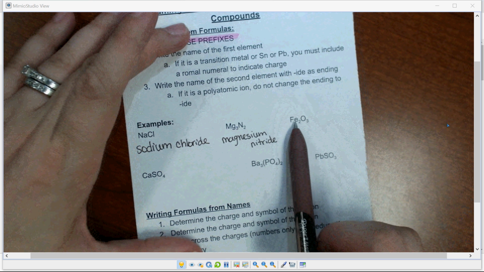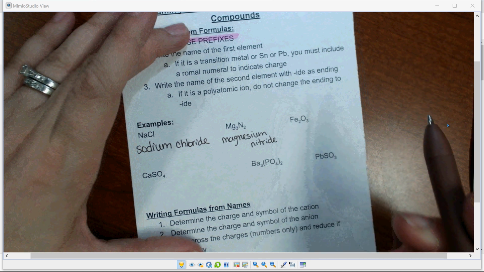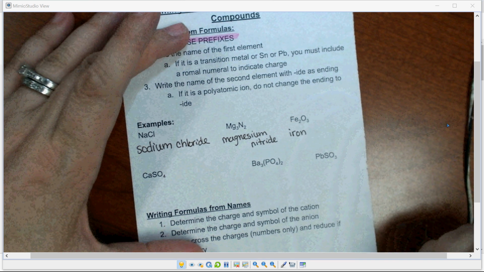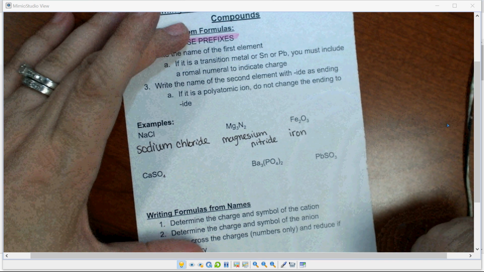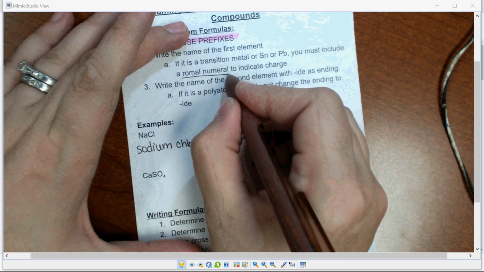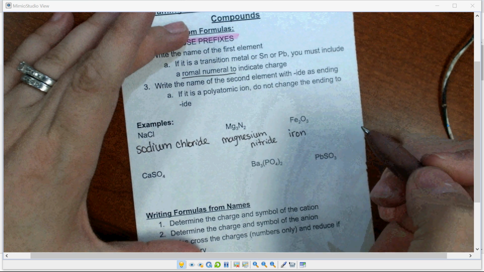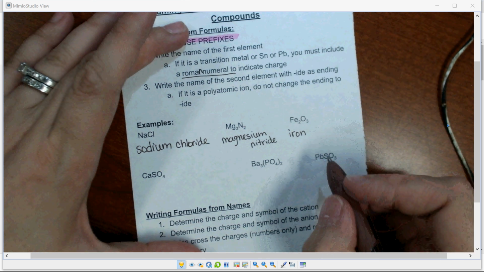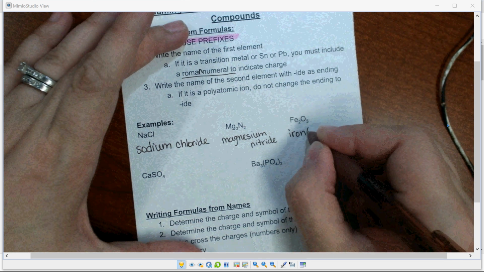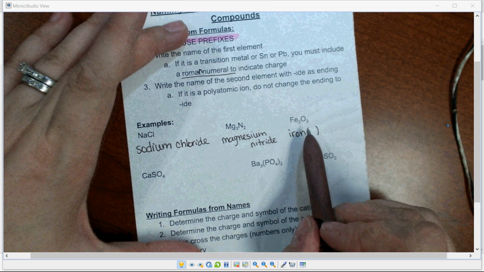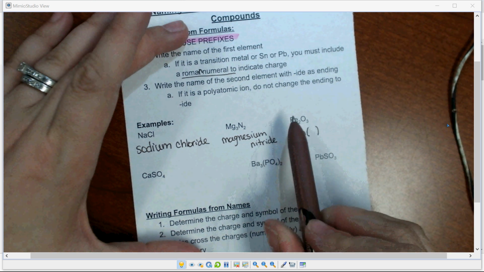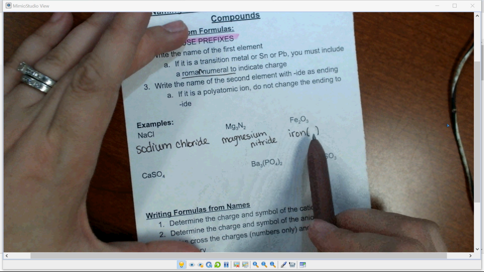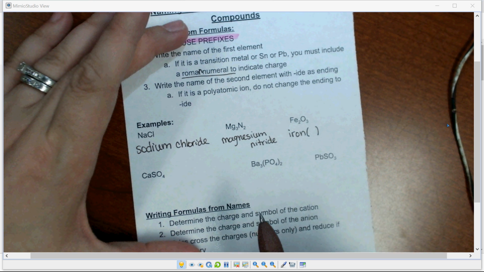Here we have Fe, which is called iron. We write the name of the first element. Iron does fall in the transition metal category, so we have to think about these Roman numerals. Where the Roman numeral goes, it always goes in parentheses right after the name of the first element. So let's just leave a space for it and we'll come back to it. So we got iron. We know we need a Roman numeral because iron is part of the transition metals.